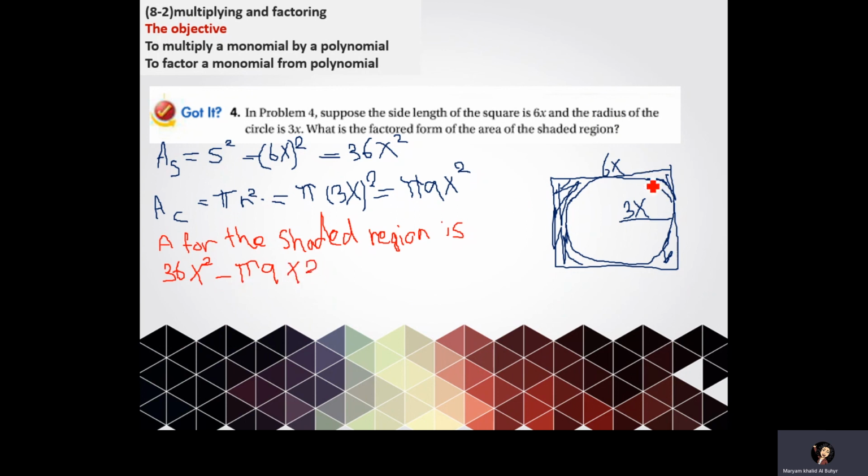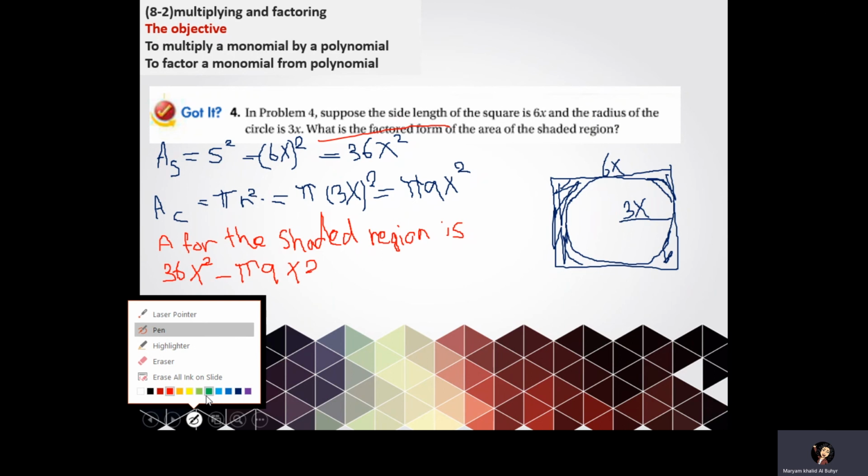The negative, because I need only the area for the shaded region. So it's like you are taking this part out. You are cutting this circle and throwing it away. That's why from the big part you are subtracting them. But they need it in factored form. What is the factored form?